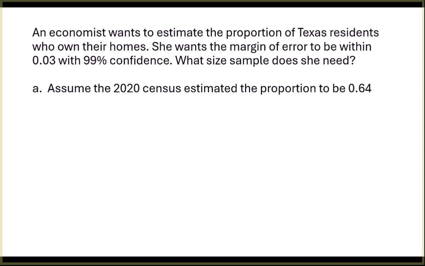All right, this economist hasn't done her survey yet, but she knows ahead of time she wants to be within 3 percentage points on either side. She wants a margin of error of 0.03. How many people does she need to survey? Well, now in this case, part A, we've got this census data that says, oh, 64%. Now that might not be what she's going to find now, but in 2020, that was the case.